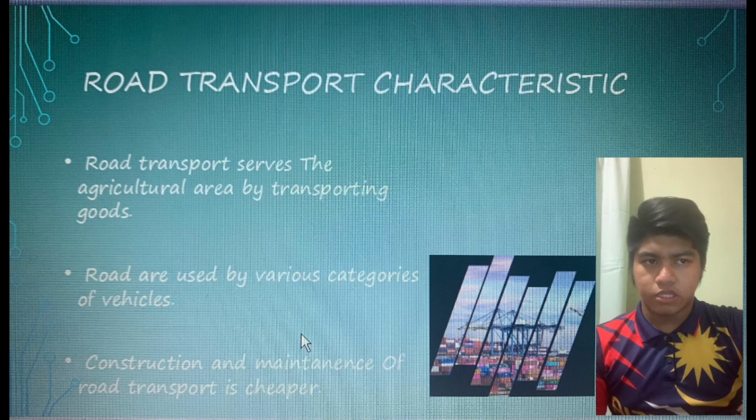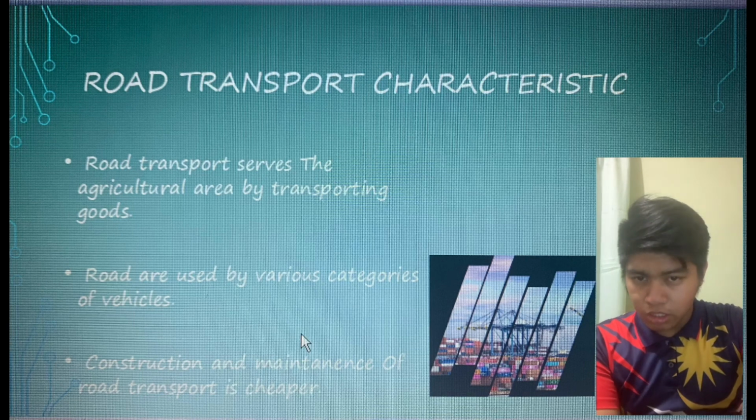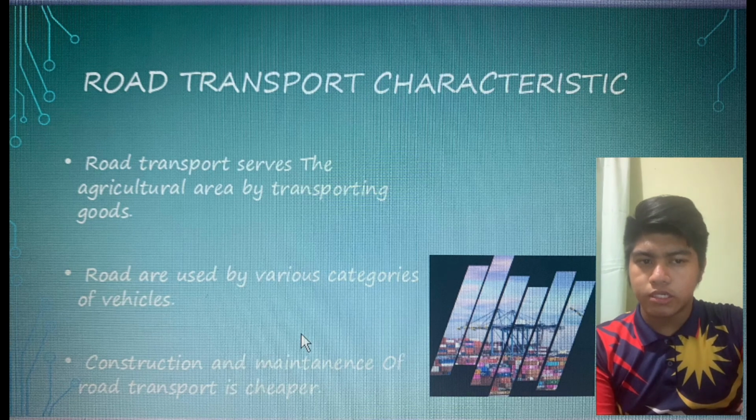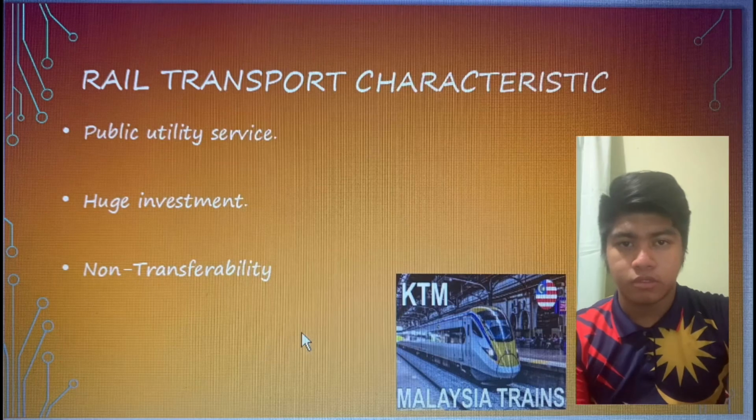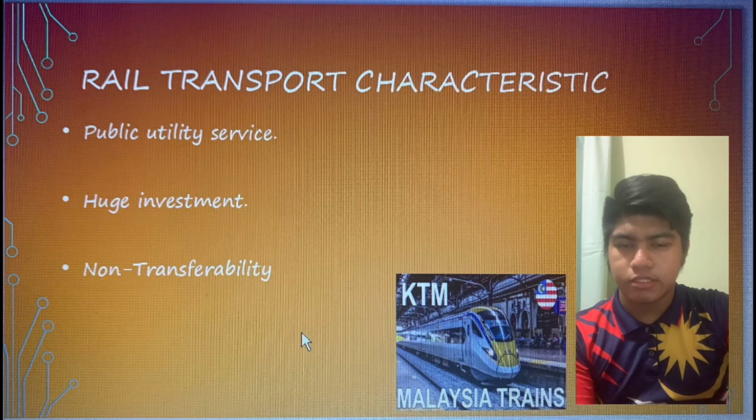Road transportation characteristics. Number 1, road transport serves the agricultural area by transporting goods. Number 2, roads are used by various categories of vehicles. Number 3, construction and maintenance of road transport is cheaper. Rail transport characteristics. Number 1 is public utility service. Number 2 is huge investment. Number 3 is non-transferability.